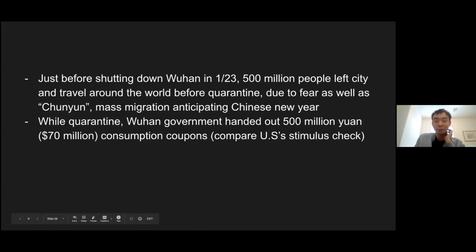Just before shutting down, because of the Chunyun, which is during Chinese New Year, there's mass migration around China. So before they closed out Wuhan, 500 million people actually left the city. So people question if it's actually really effective. And during quarantine, instead of a COVID stimulus check, their local government did a form of consumption coupons worth roughly $70 million.